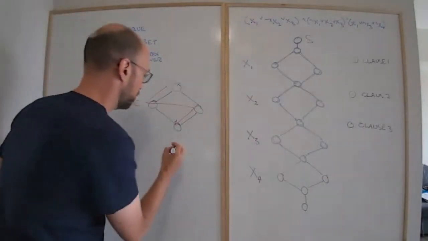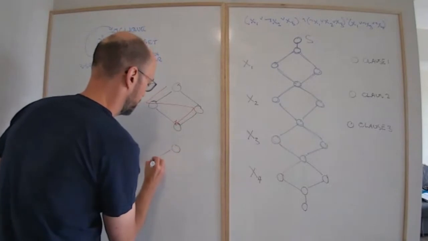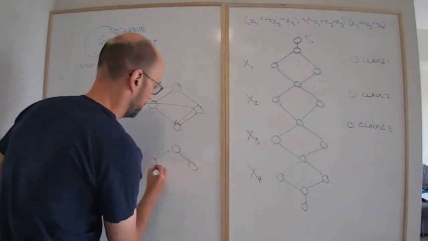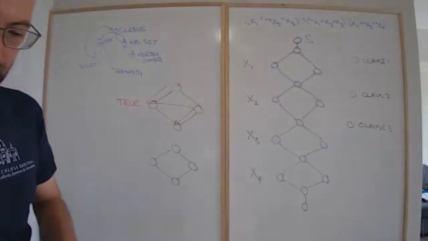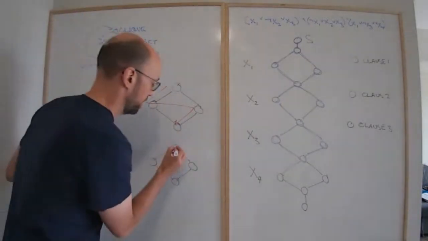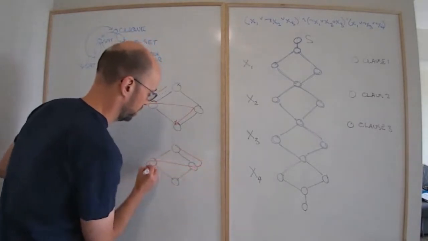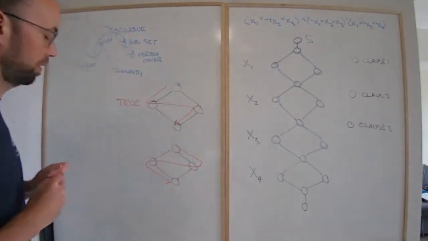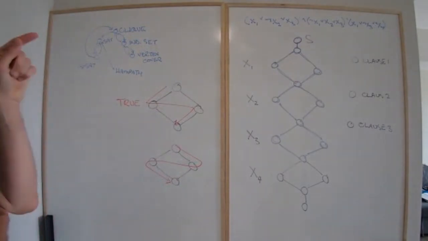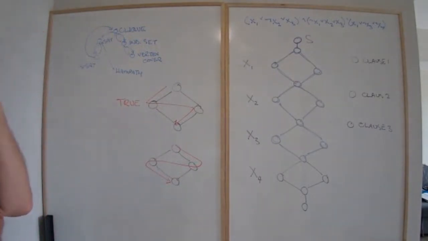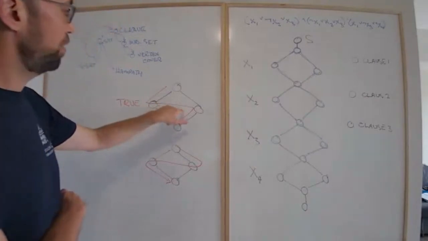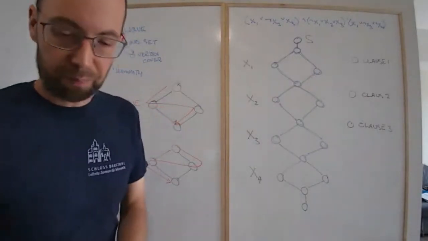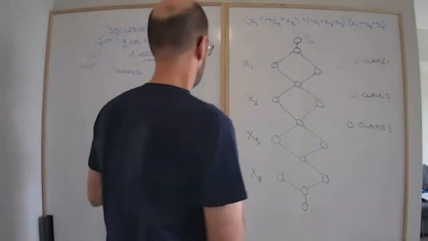And then if you make it false, you want it to go like this. Okay, so you have to put the path in in such a way. So basically, you're going to put a little chain of vertices in here.